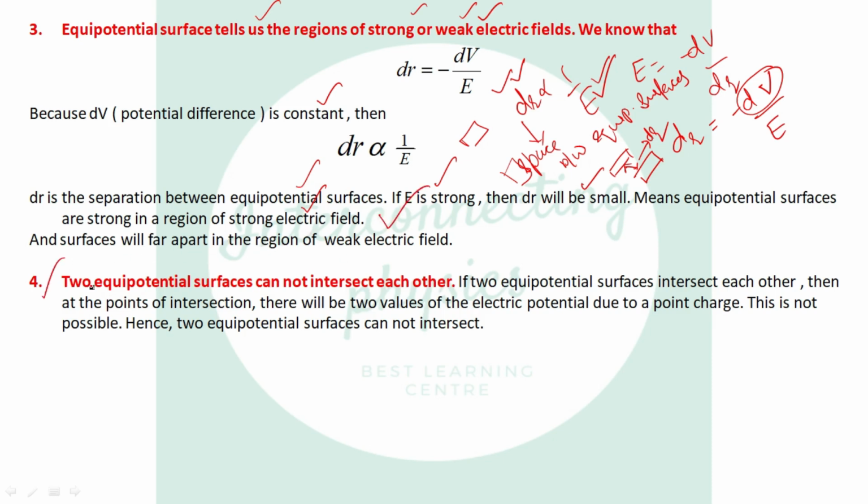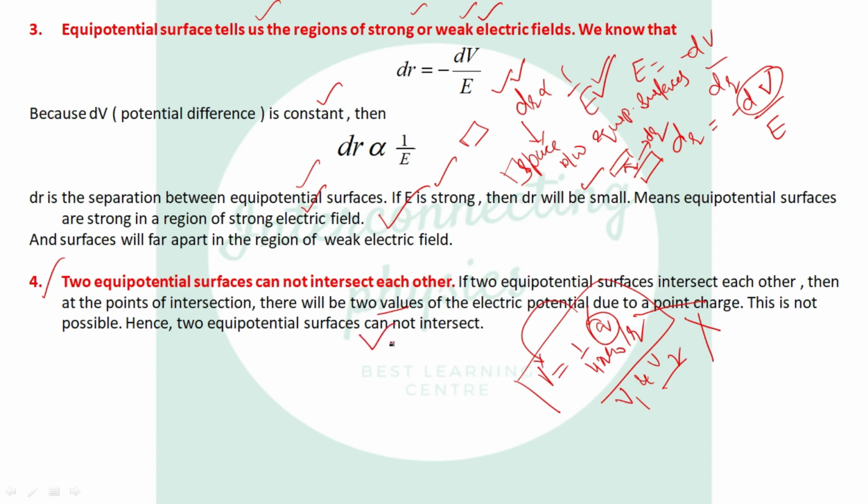Now number 4, two equipotential surfaces cannot intersect each other because at the point of intersection there will be two values of electric potential due to a point charge. You know what the potential due to a point charge is? It is 1 over 4 pi epsilon naught, Q divided by R. So at the point of intersection there will be two values, V1 and V2, due to one point charge, which is not possible. If we have one point charge, then we have one potential. There cannot be two potentials, which is not possible. So two equipotential surfaces cannot intersect.